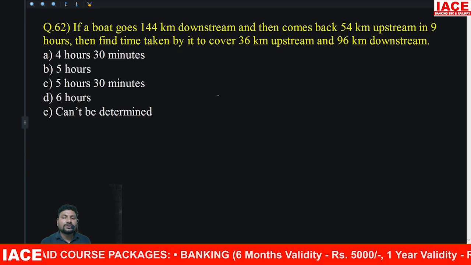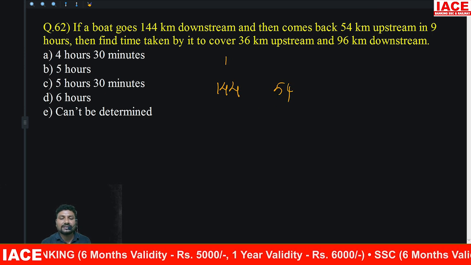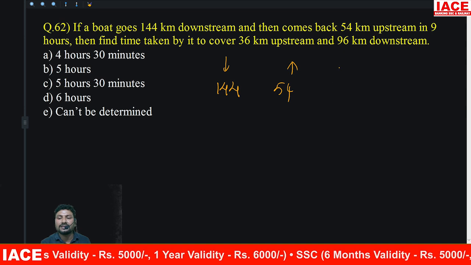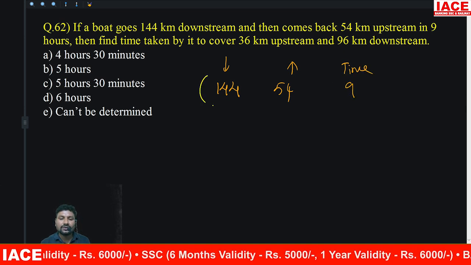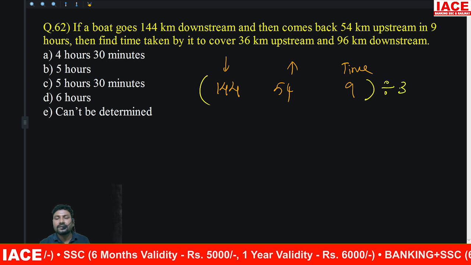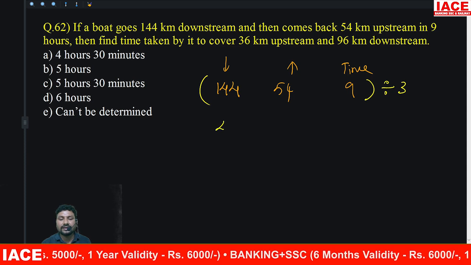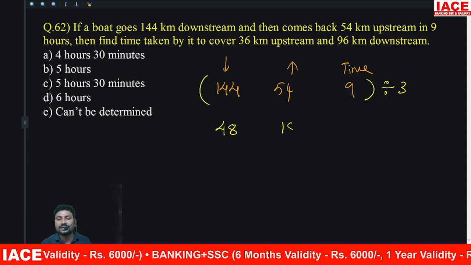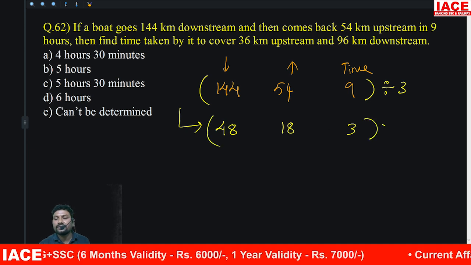A boat goes 144 kilometers, 54 kilometers, this is down and this is up. Total journey, time is how many hours? 9 hours. Totally divide with 3. Total equation divided by 3. 144 by 3 is 48. 54 by 3 is 18. 9 by 3 equal to how much? And again multiply with 2.